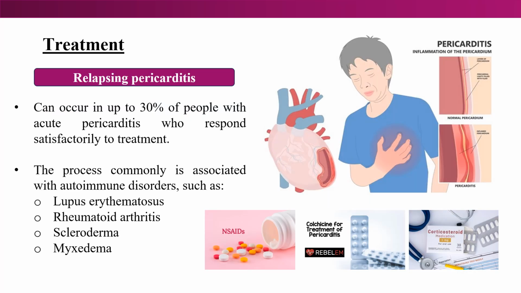Relapsing pericarditis can occur in up to 30% of people with acute pericarditis who respond satisfactorily to treatment. A minority of these people develop recurrent bouts of pericardial pain, which can sometimes be chronic and debilitating. The process commonly is associated with autoimmune disorders such as lupus erythematosus, rheumatoid arthritis, scleroderma, and myxedema, but may also occur following viral pericarditis. Treatment includes the use of anti-inflammatory medications such as NSAIDs initially, and then treatment with colchicine. If recurrence continues, colchicine prophylaxis is warranted. If colchicine is not tolerated, then low-dose corticosteroids can be initiated.